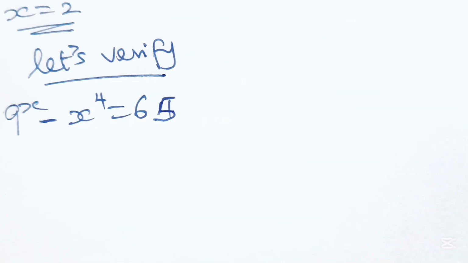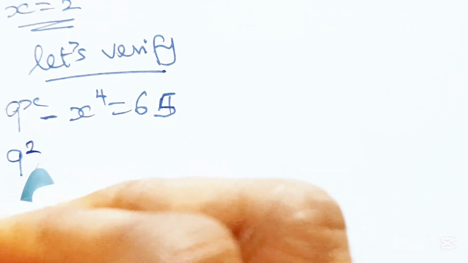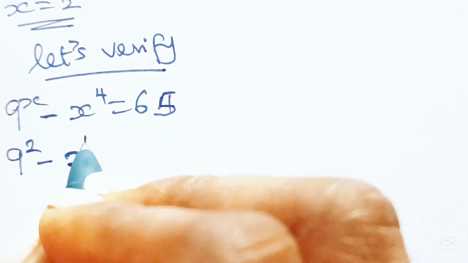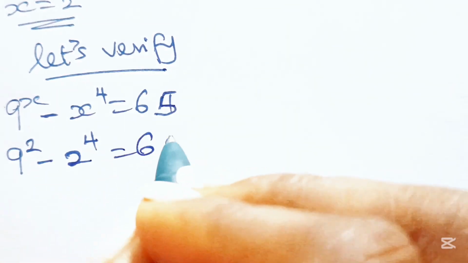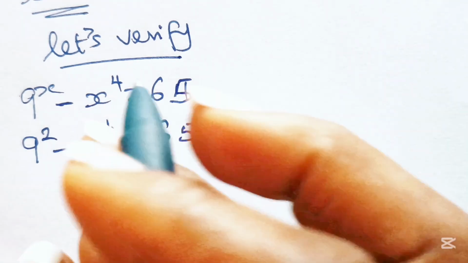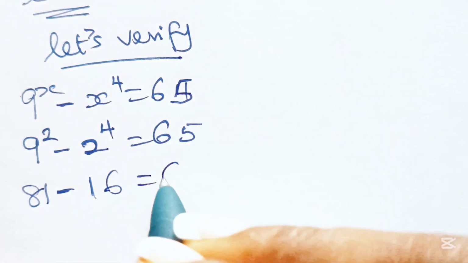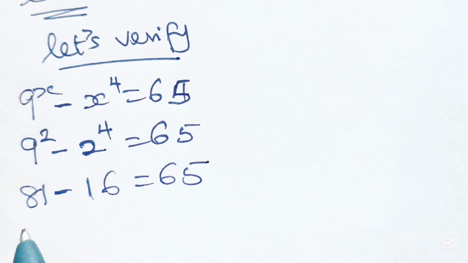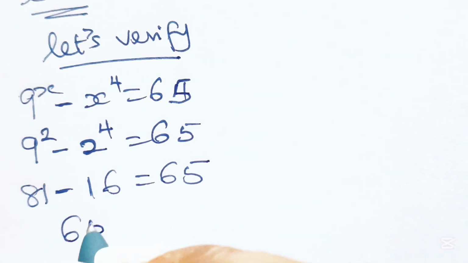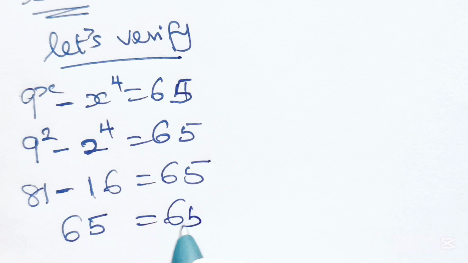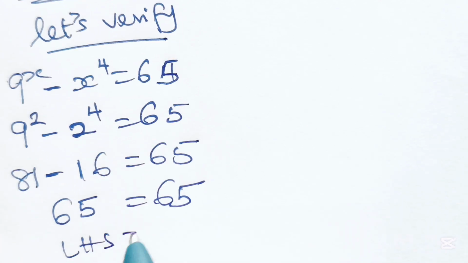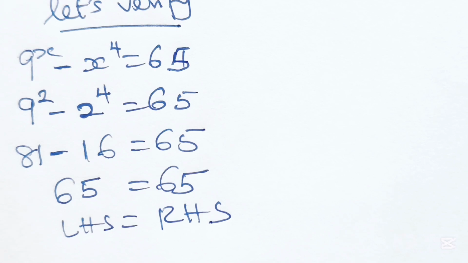Now, our x is 2, so we have 9 to the power of 2 minus 2 to the power of 4 is equal to 65. Now 9 to the power of 2 is 81, 2 to the power of 4 is 16, and 81 minus 16 will give us 65, is equal to 65. So you can see that the left hand side is equal to the right hand side. That shows that the answer we got is correct.